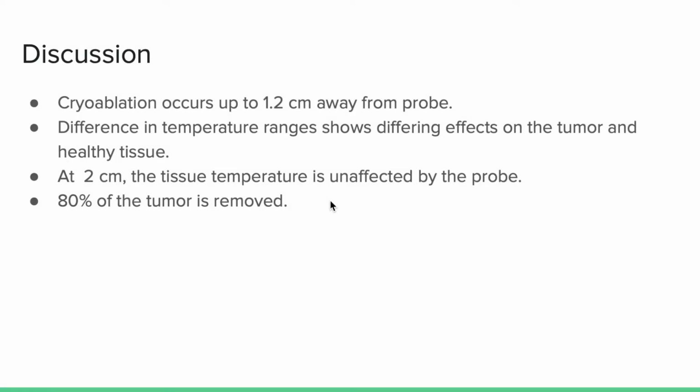Cryoablation occurs at temperatures of negative 40 degrees Celsius and below. With our simulation, we reach negative 40 degrees Celsius at approximately 1.2 centimeters away from the probe, which means that almost all of the tumor will be cut out. With the difference in temperature ranges, it is obvious that the tumor has a much higher temperature change throughout the process, while the rest of the tissue is somewhat unaffected compared to the rest.